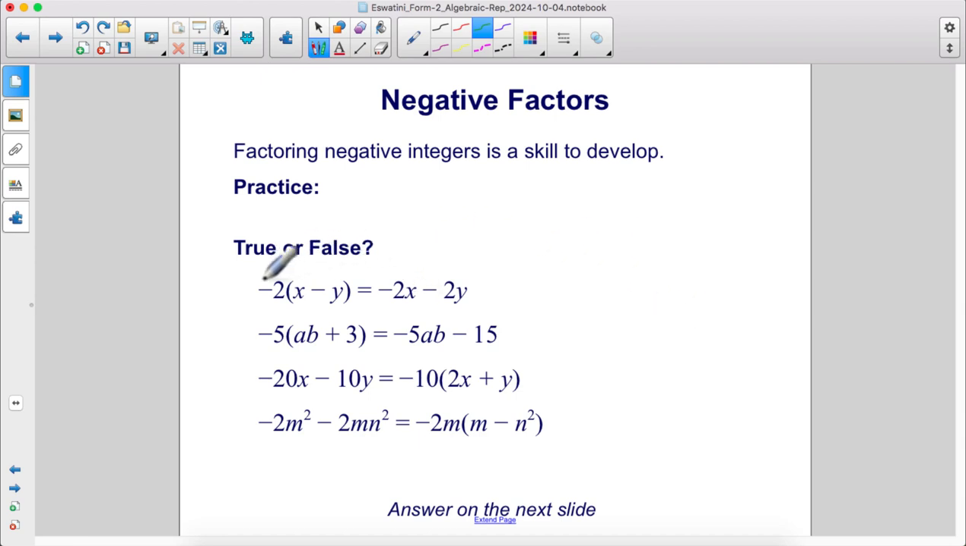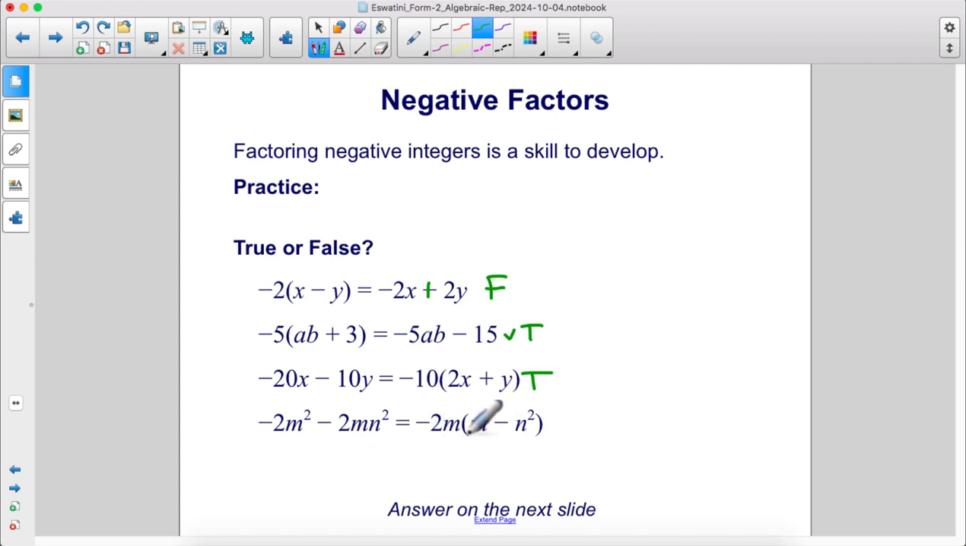True or false? -2 times (x minus y) equals -2x minus 2y. This is false because -2 times -y is going to give us plus 2y. So this is false. Those two negative signs would cancel out. -5ab minus 15, that is true. -20x minus 10y. All right, well, let's multiply it in reverse. So -20x, yes, minus 10y, yes, that is true.